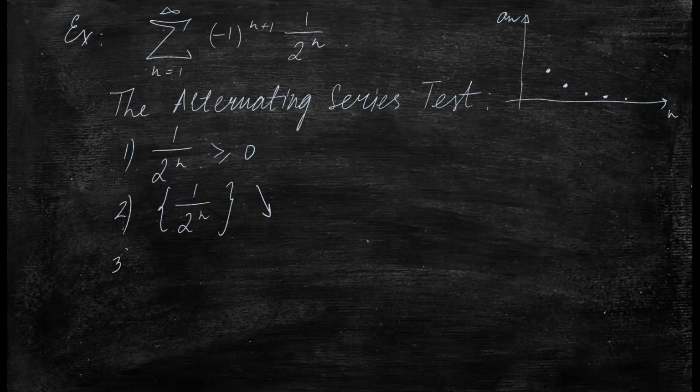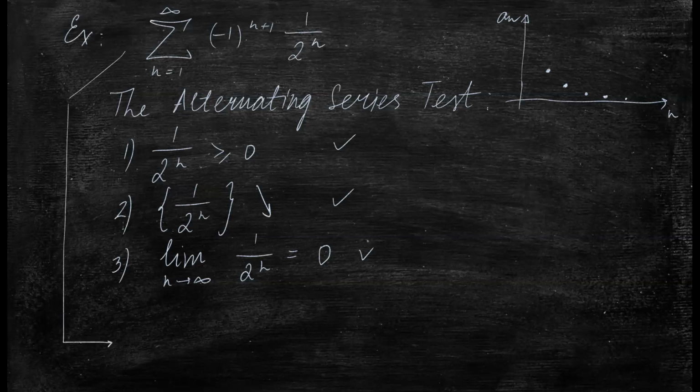And third, we're going to set up the limit as n goes to infinity, and we're going to see that the limit is equal to 0, because 2 to the power infinity is infinity and 1 over infinity is 0. So we were able to verify all 3 conditions of the alternating series test. Therefore, the conclusion is that this series converges, and the reason it converges is the alternating series test.